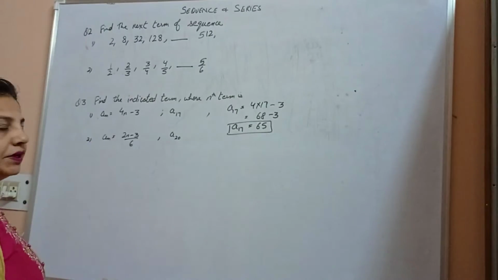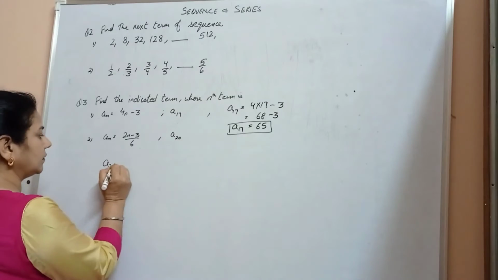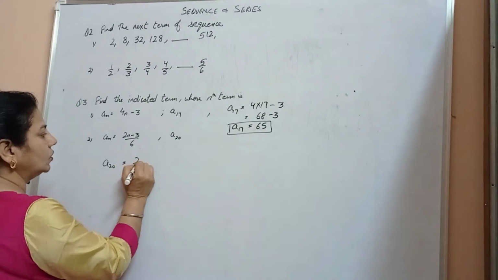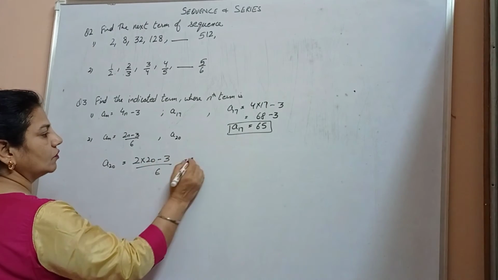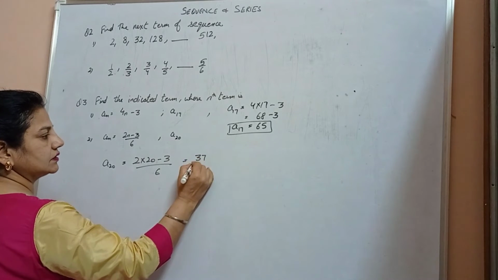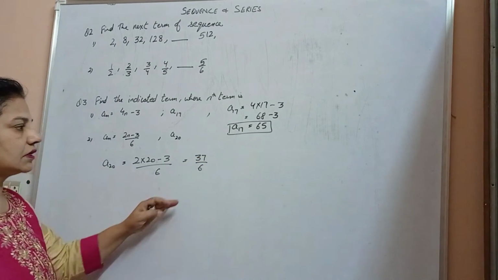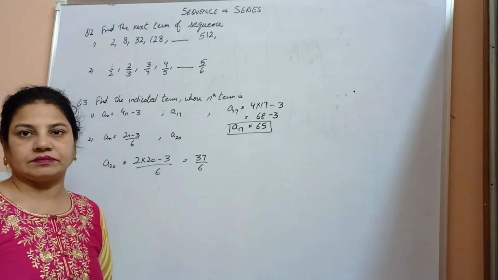Similarly, to calculate the 20th term, wherever there is n, I put 20. 2 into 20 minus 3 upon 6, that means 40 minus 3, 37 by 6. So the 20th term is 37 by 6.